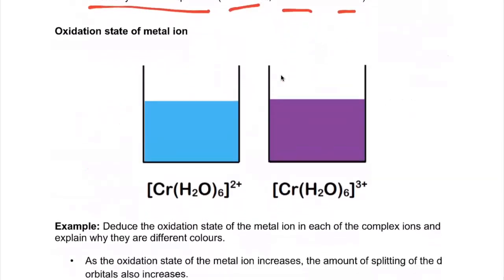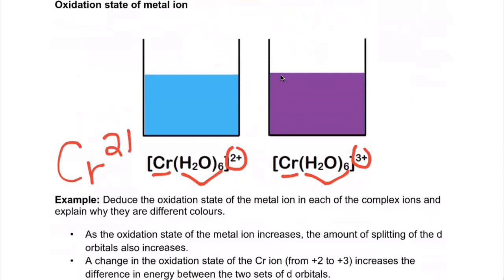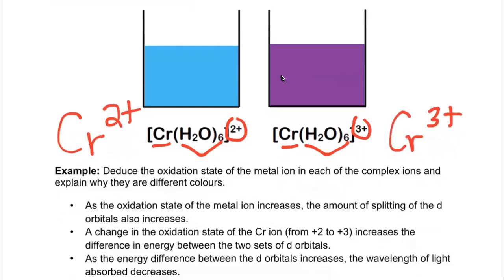Both of these have chromium in them as the central metal ion. But if you notice, this one is 2+, this one is 3+. Since it's all water molecules that they're bonded to, and water molecules are neutral, the chromium is going to have the same charge as the whole complex ion. So this is Cr2+, and this is Cr3+. And it says, deduce the oxidation state of the metal ion in each complex ion, and explain why they're different colors.